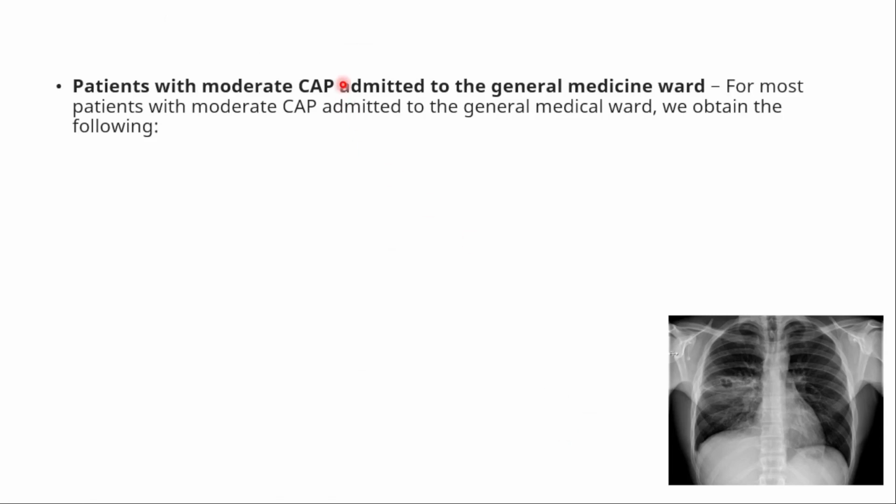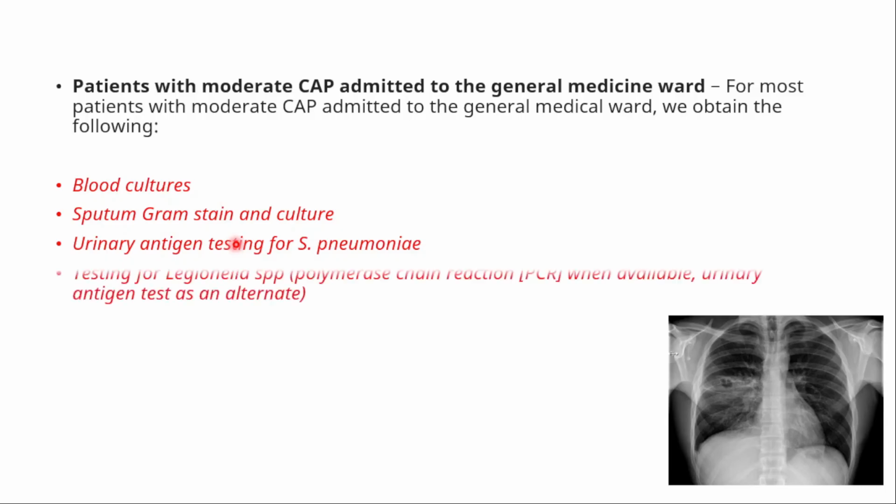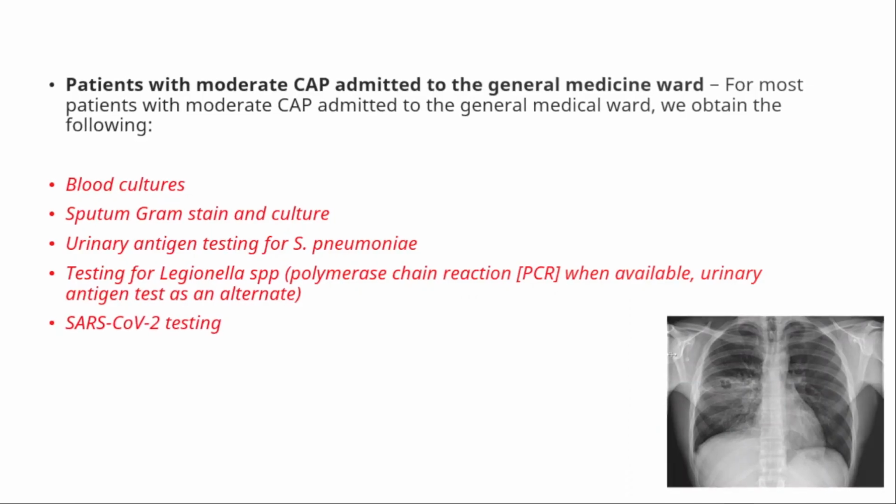Patients with moderate community-acquired pneumonia admitted to the general medicine ward. For most patients with this situation, we obtain the following: blood cultures, sputum gram stain and culture, urinary antigen testing for Streptococcus pneumoniae, testing for Legionella, and SARS-CoV-2 for coronavirus.